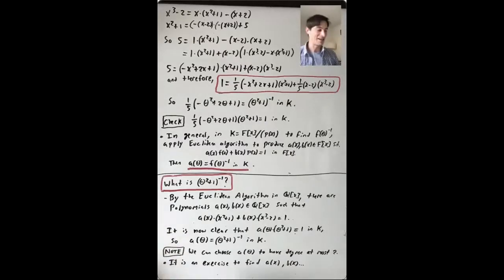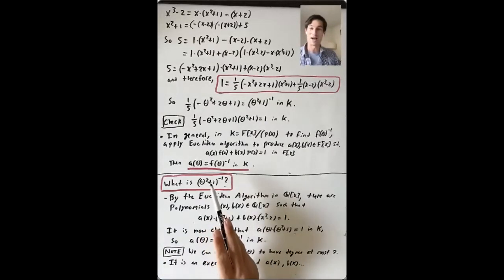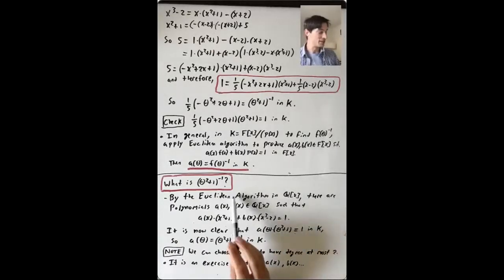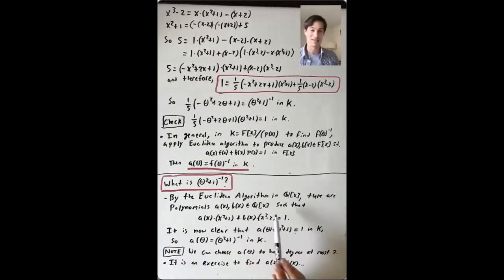Let's do the details of this example where we're trying to find the inverse of theta squared plus 1 in this field K that is Q[x] mod the ideal generated by x cubed minus 2. Okay, so we know what we have to do is use the Euclidean algorithm in Q[x] to find polynomials a(x) and b(x) such that a(x) times (x squared plus 1) plus b(x) times (x cubed minus 2) equals 1. So how do we do that?